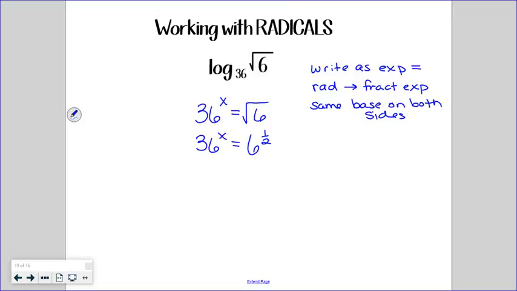Okay. Earlier we had to change both sides, but always check the smaller number. It's a 6. Can I rewrite 36 as 6 raised to something? Yeah. So it's still going to say 36 here, but I'm going to make it look like 6 squared. 36 to the x, right?